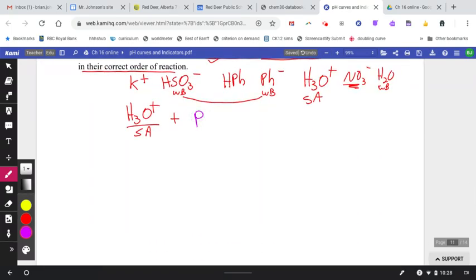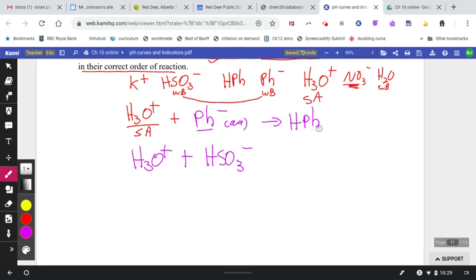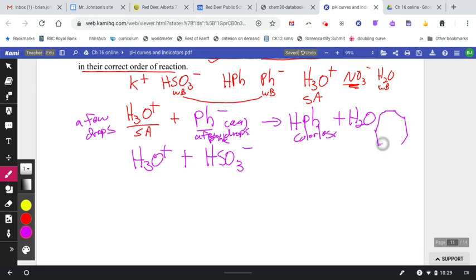So Ph minus is a stronger base. Then once it's used up, it goes after the next strongest base. So you should be looking at this going, oh, okay, this is not good. That means our indicator is used up first. So as soon as you add a few drops of acid, the color changes from pink to colorless, and you stop.